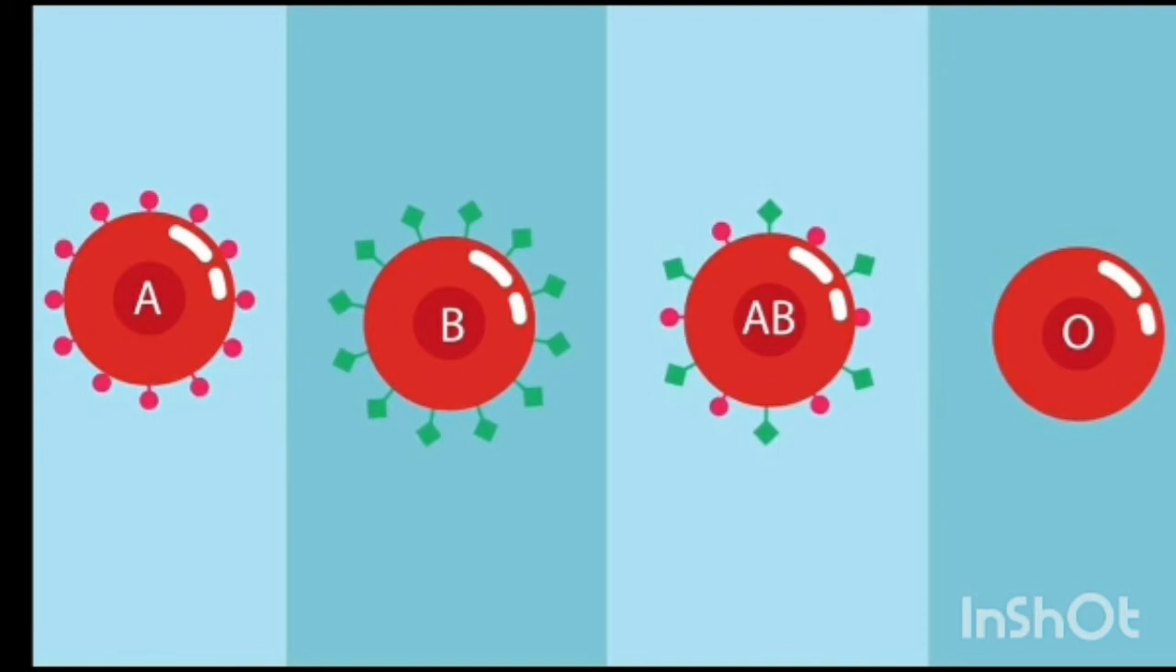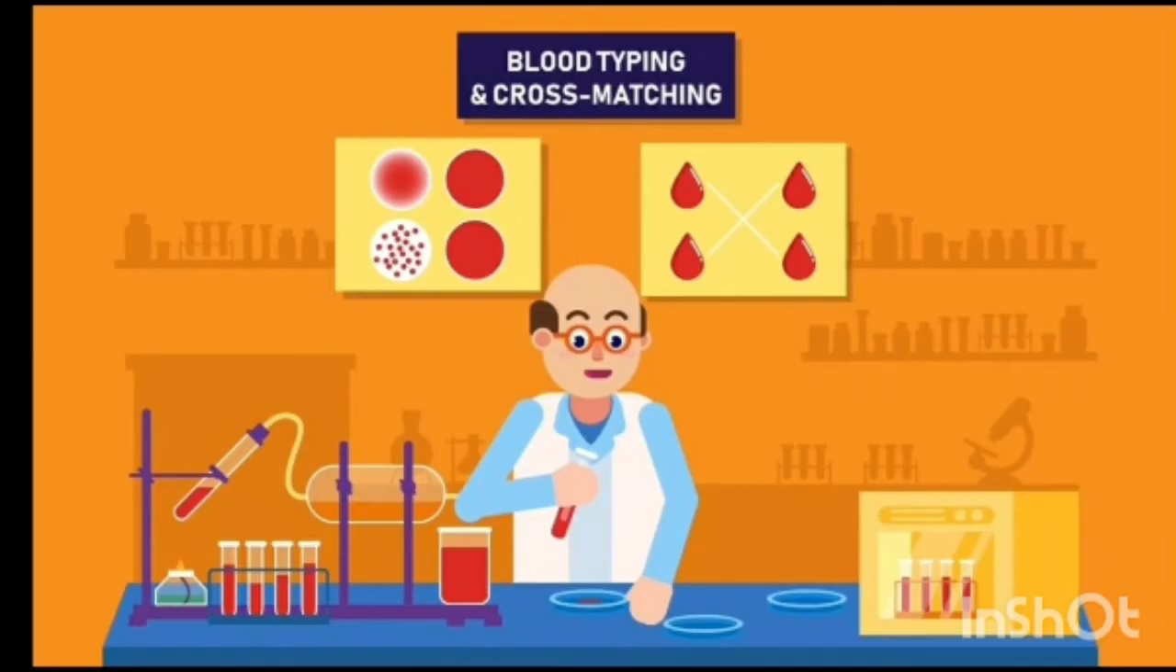So these are the 4 blood groups based on the type of antigen present on the outer surface of RBC. So let's begin with our practical blood typing, that means detection of blood group and cross matching.